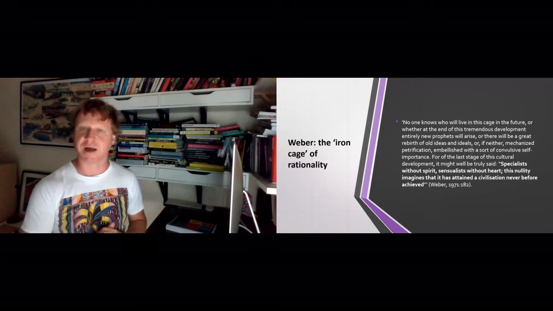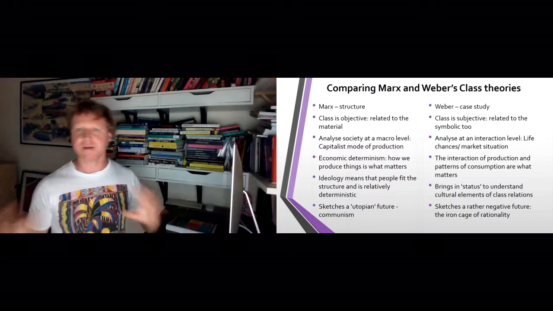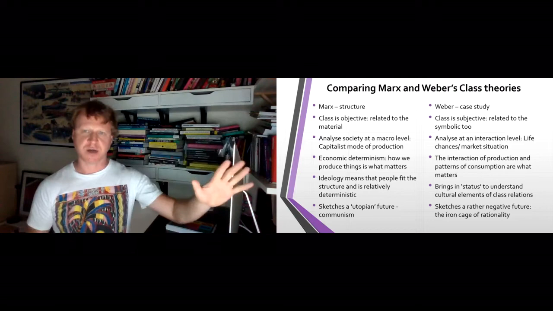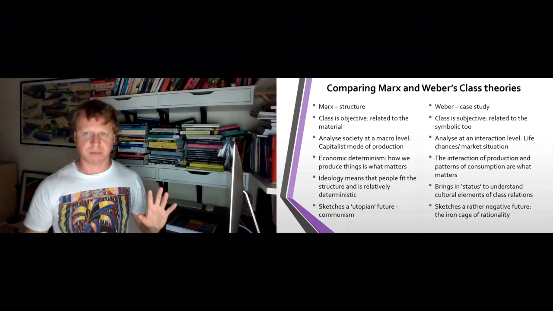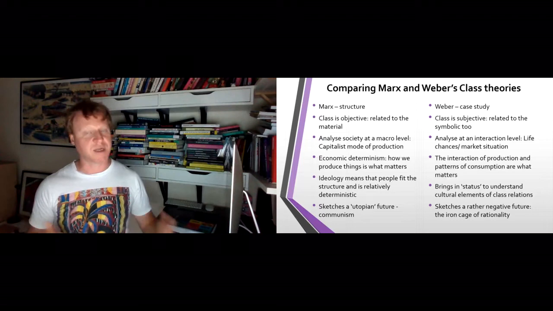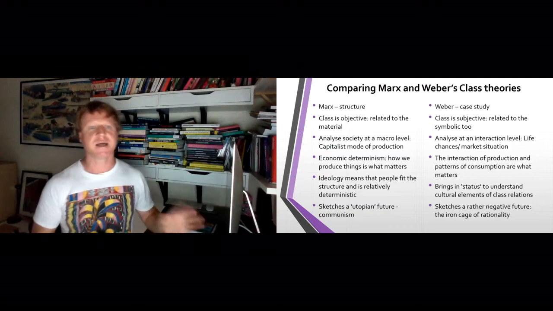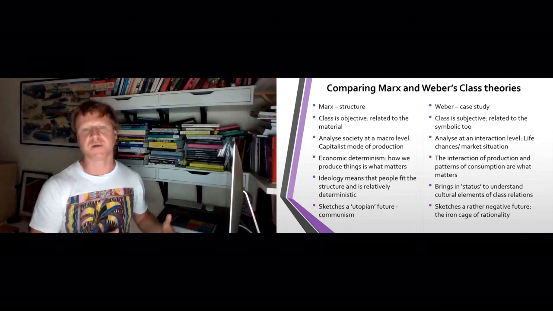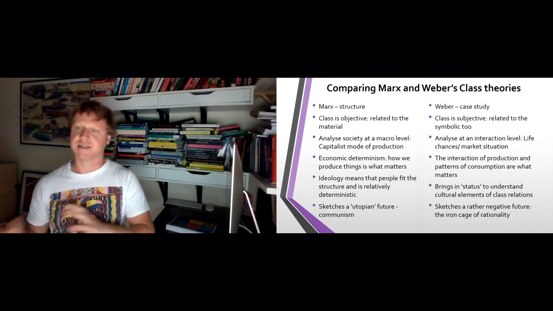Okay, so to conclude, comparing these two foundational ideas when it comes to class, Marx was particularly interested in large-scale structures, where Weber tended to focus more on everyday symbolic interactions around case studies. Marx sees class as objective, that is related to the economic and the material. Weber brings in the subjective: while the material is important, the subjective elements of class are really important too. So Marx is looking at more the macro level, capitalist modes of production, how ideology functions and produces capitalist workers. Weber's looking at a more interactional level around individual life chances and their market situations and how different group formations and statuses form around those things.